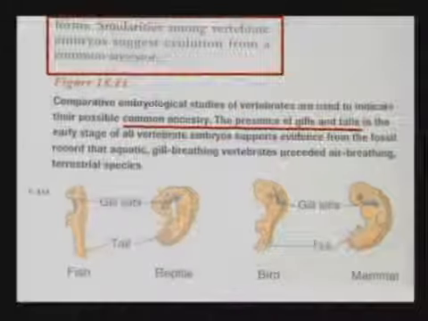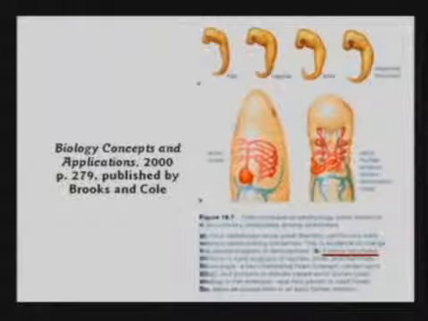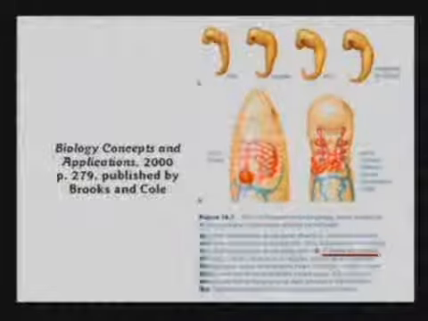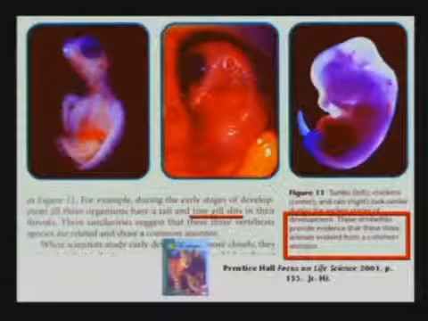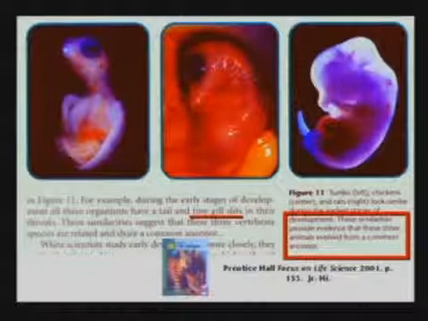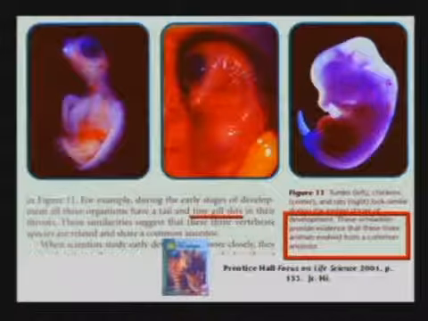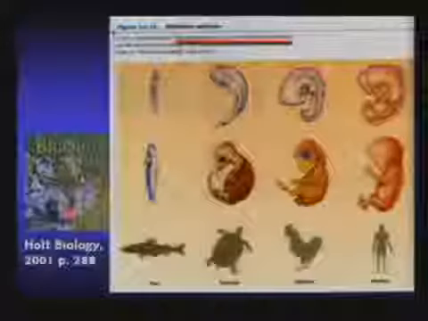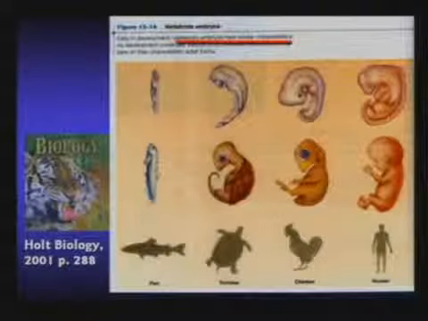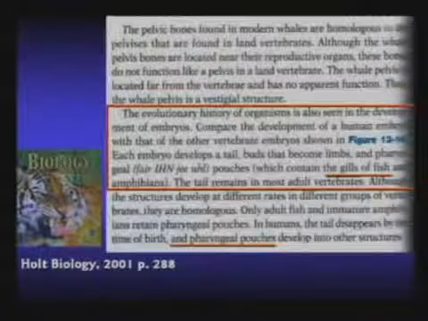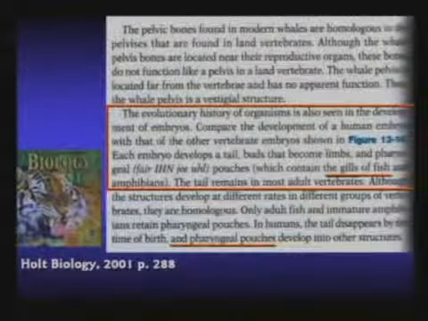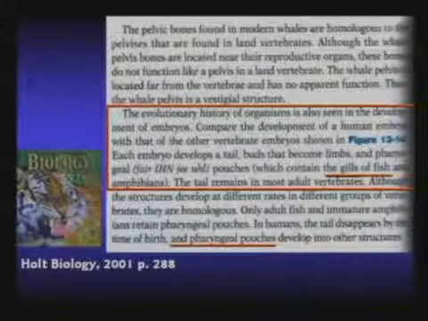Here's a 2000 textbook teaching biology as evidence for evolution from fish-like structures. Here's a 2001 junior high textbook saying the similarities provide evidence that these three animals evolved from a common ancestor because of the tiny gill slits. Here's another 2001 Holt biology textbook saying they have gill slits, proof for evolution. Another one, 2001, another page says the gills of fish are evidence of evolution.